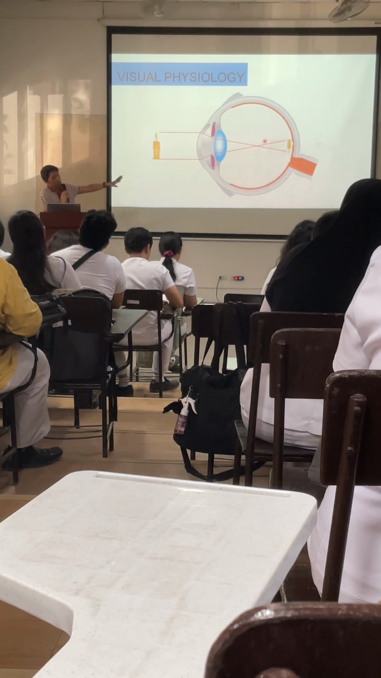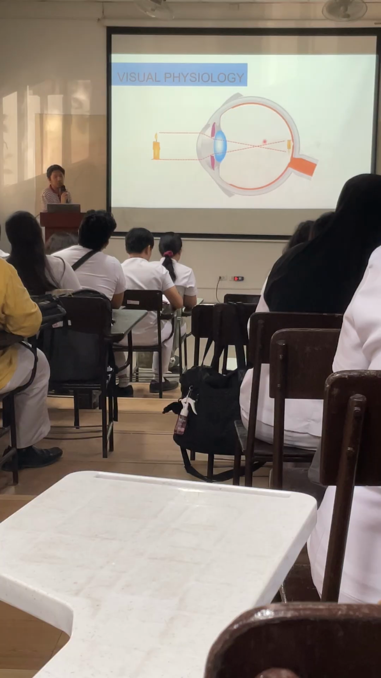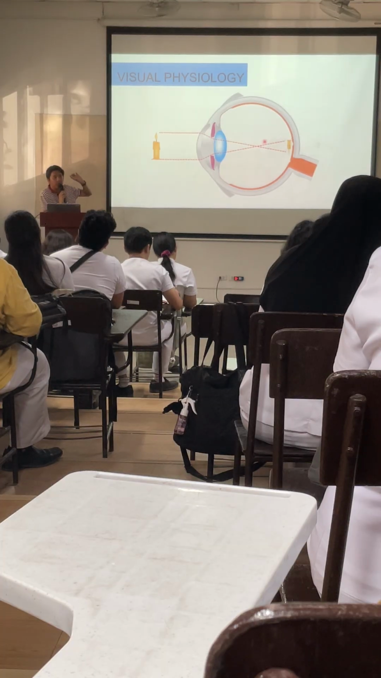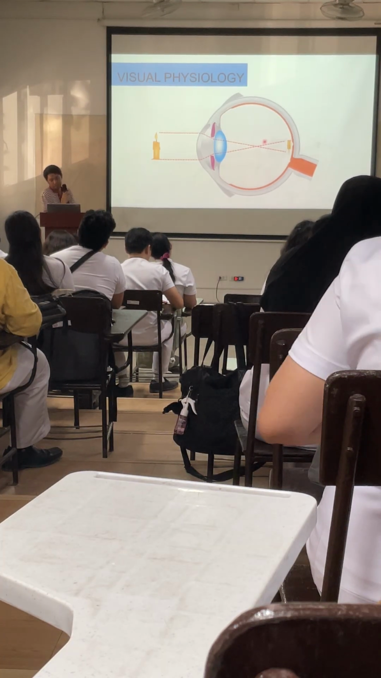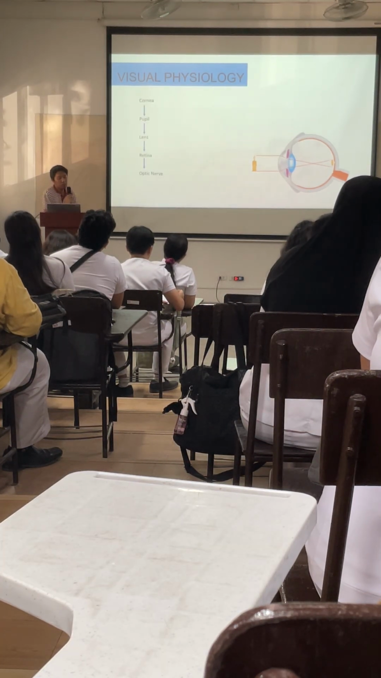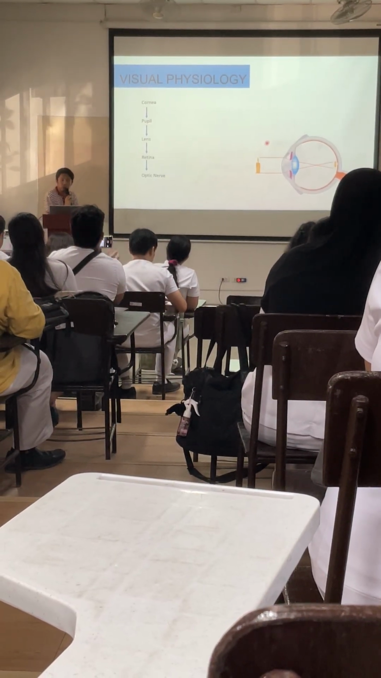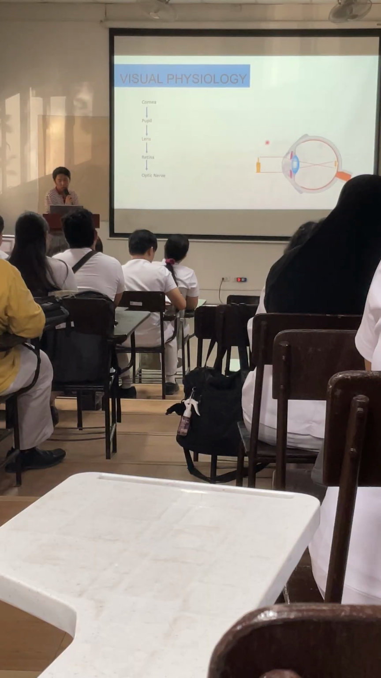So the image that you see would be transported to the retina upside down. And then that image would be translated by the retina, sent to the brain, and it would reflect the image. Okay, so light passes through the cornea, to the pupils, to the lens, and then to the optic nerve.